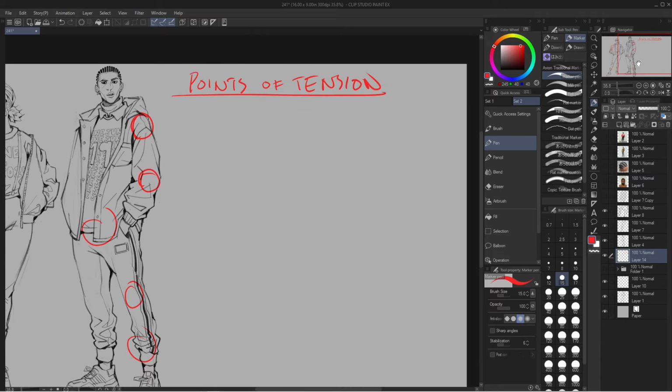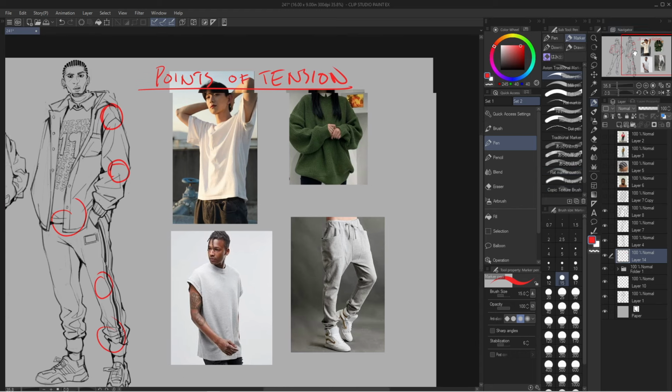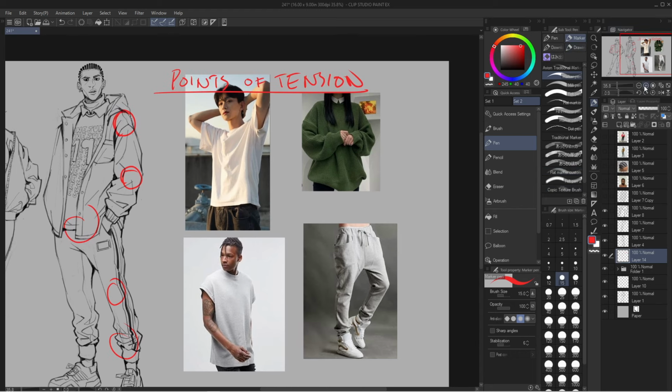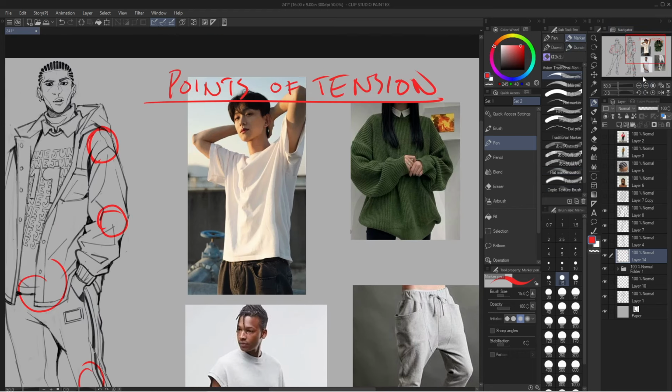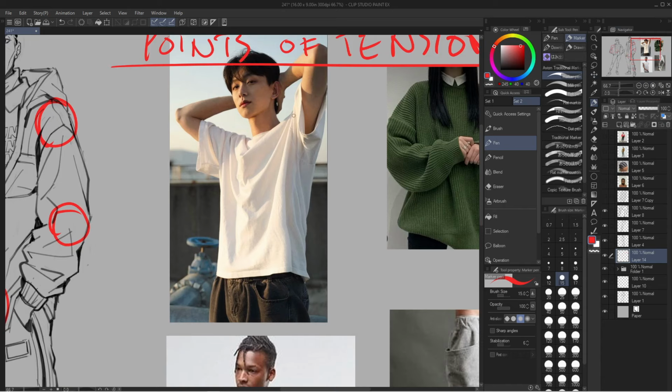And so I have some reference here on the side just to show you what I mean by that. So in this reference of this guy, the point of tension is where he's bending his arm here. And so the cloth that's going around his arm is being folded and contorted right here. And so that's where you see all the folds at.